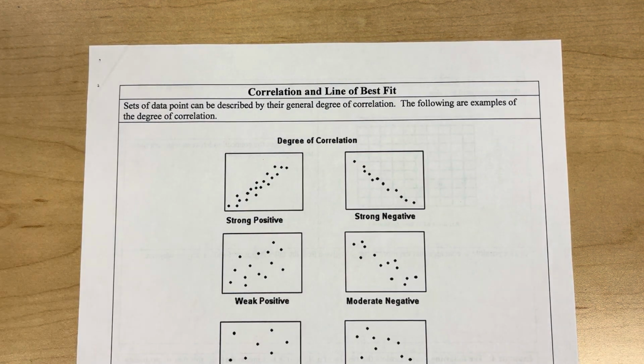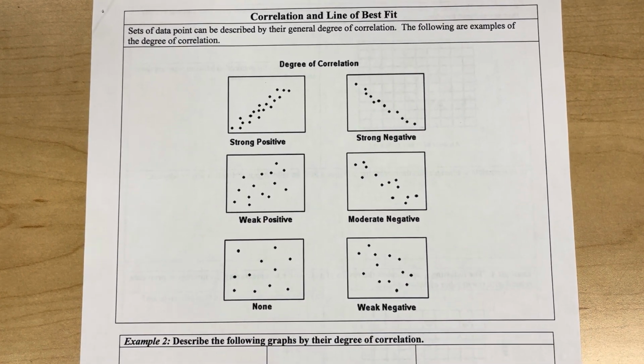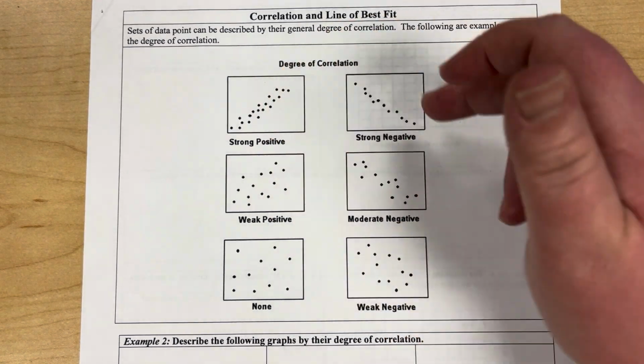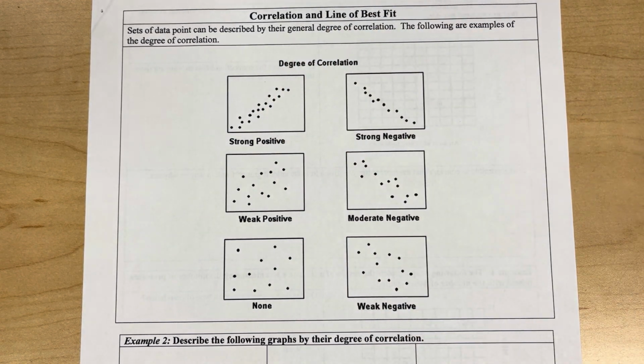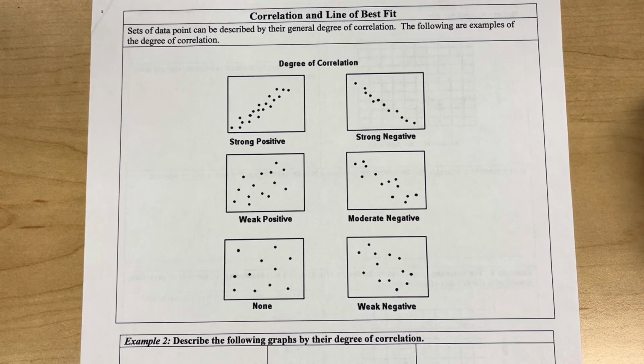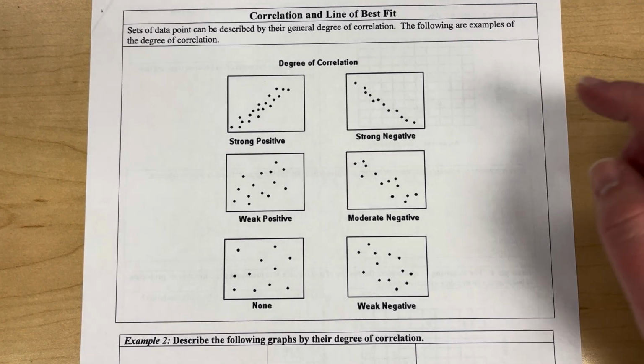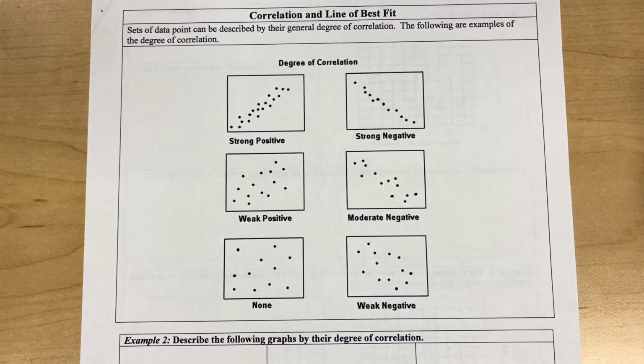What I do want to talk about is correlation and line of best fit. We can take sets of data and describe their degree of correlation based on what the graph looks like. If you look at each of these 6 options here, the top 2 are what are considered strong degrees of correlation. The reason is that the dots are fairly close together and almost make a straight line. They don't quite do so, but they are relatively close, so they are called strong.